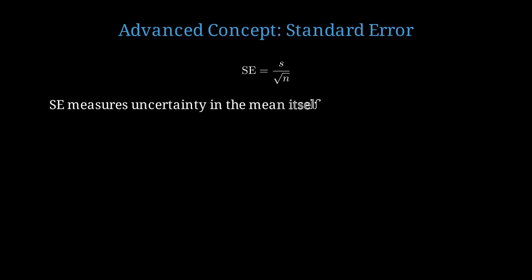Let me introduce one more advanced concept: standard error. Standard error equals S divided by the square root of n, where S is the standard deviation and n is the sample size. While standard deviation measures the spread of your data, standard error measures the uncertainty in your calculated mean. Notice that as n increases, standard error decreases. Larger samples give you more confidence in your mean value.